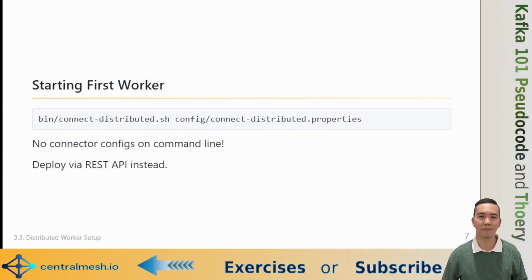Once the configuration file is ready, starting the first worker is very straightforward. Simply execute the connect-distributed.sh script and provide the distributed worker configuration file. Unlike standalone mode, notice that we don't specify any connector configuration files on the command line. The worker simply starts and waits for connectors to be deployed through the REST API.